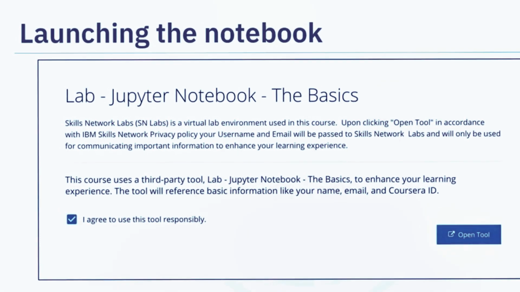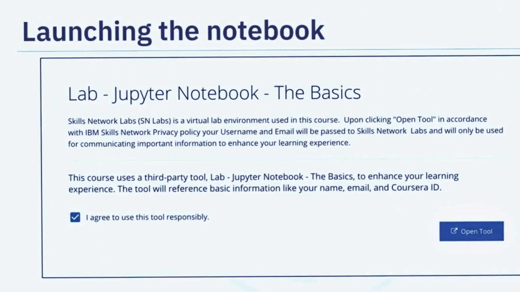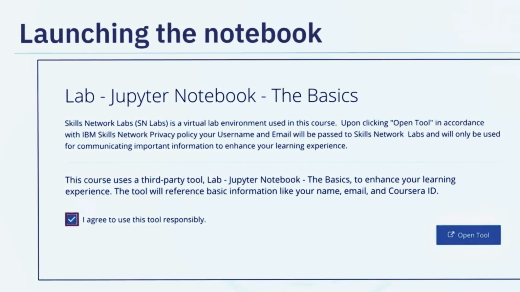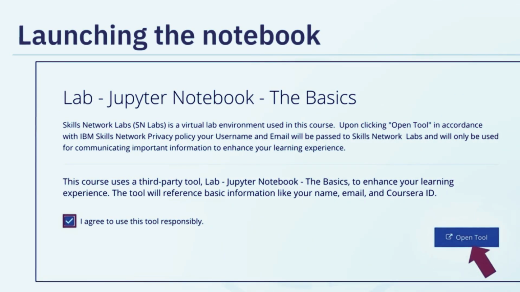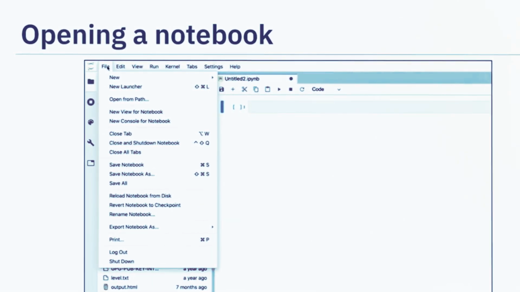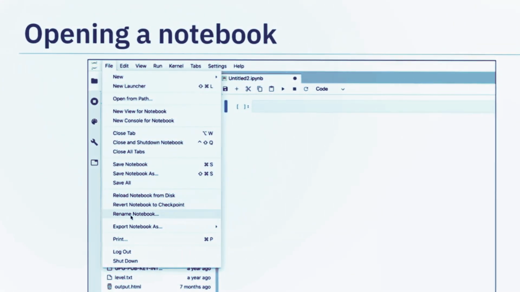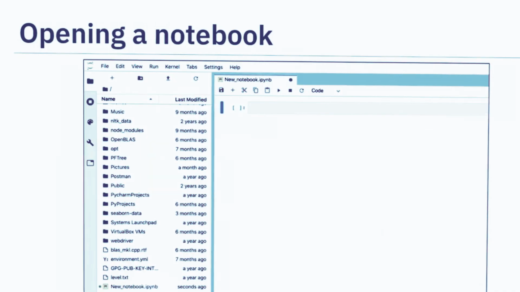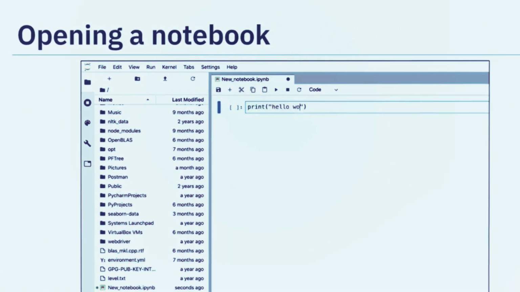In the lab session of this module, you can launch a notebook using the Skills Network virtual environment. After selecting the checkbox, click the Open Tool tab, and the environment will open the Jupyter Lab. Here you see the open notebook. On opening the notebook, you can change the name of the notebook. Click File, then click Rename Notebook to give the required name, and you can now start working on your new notebook.